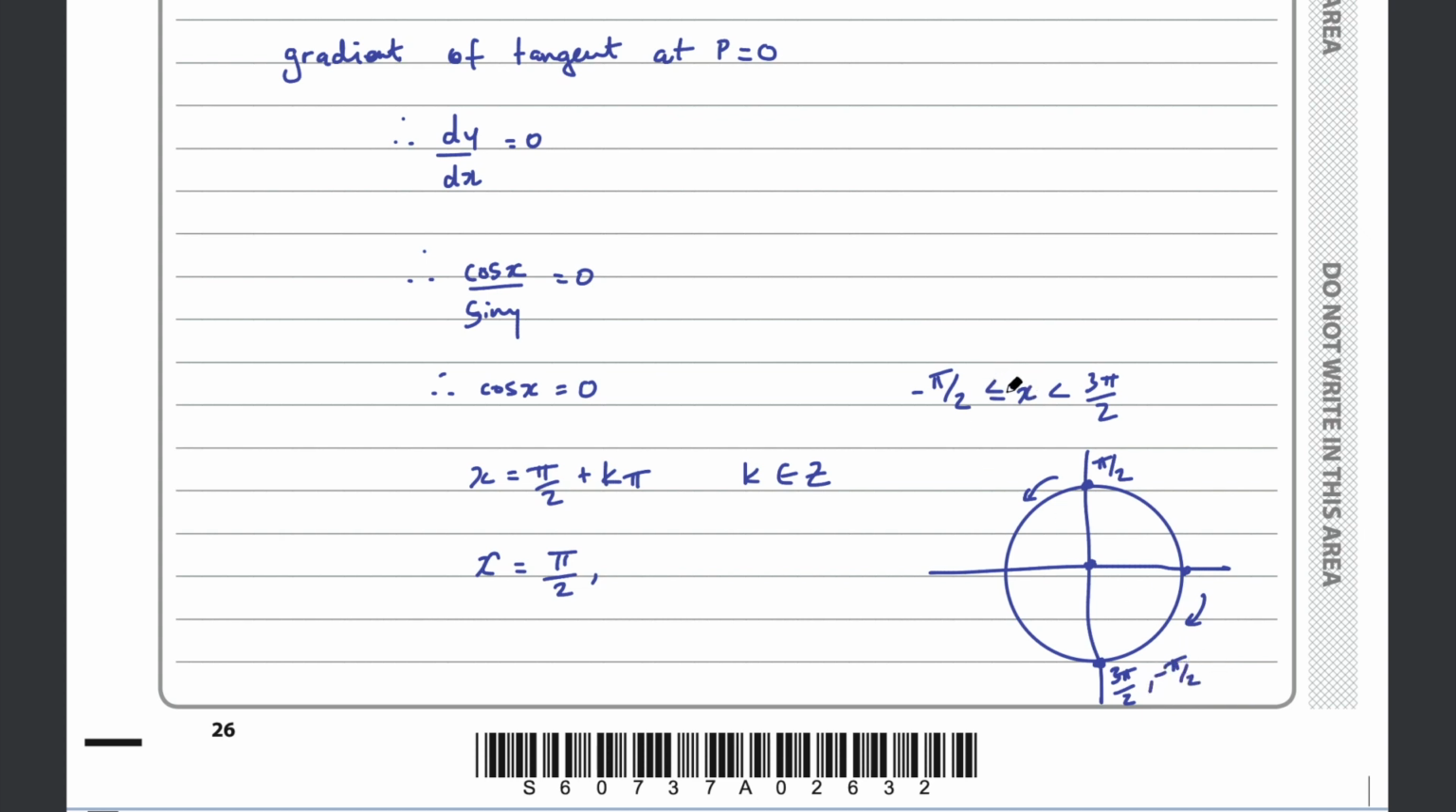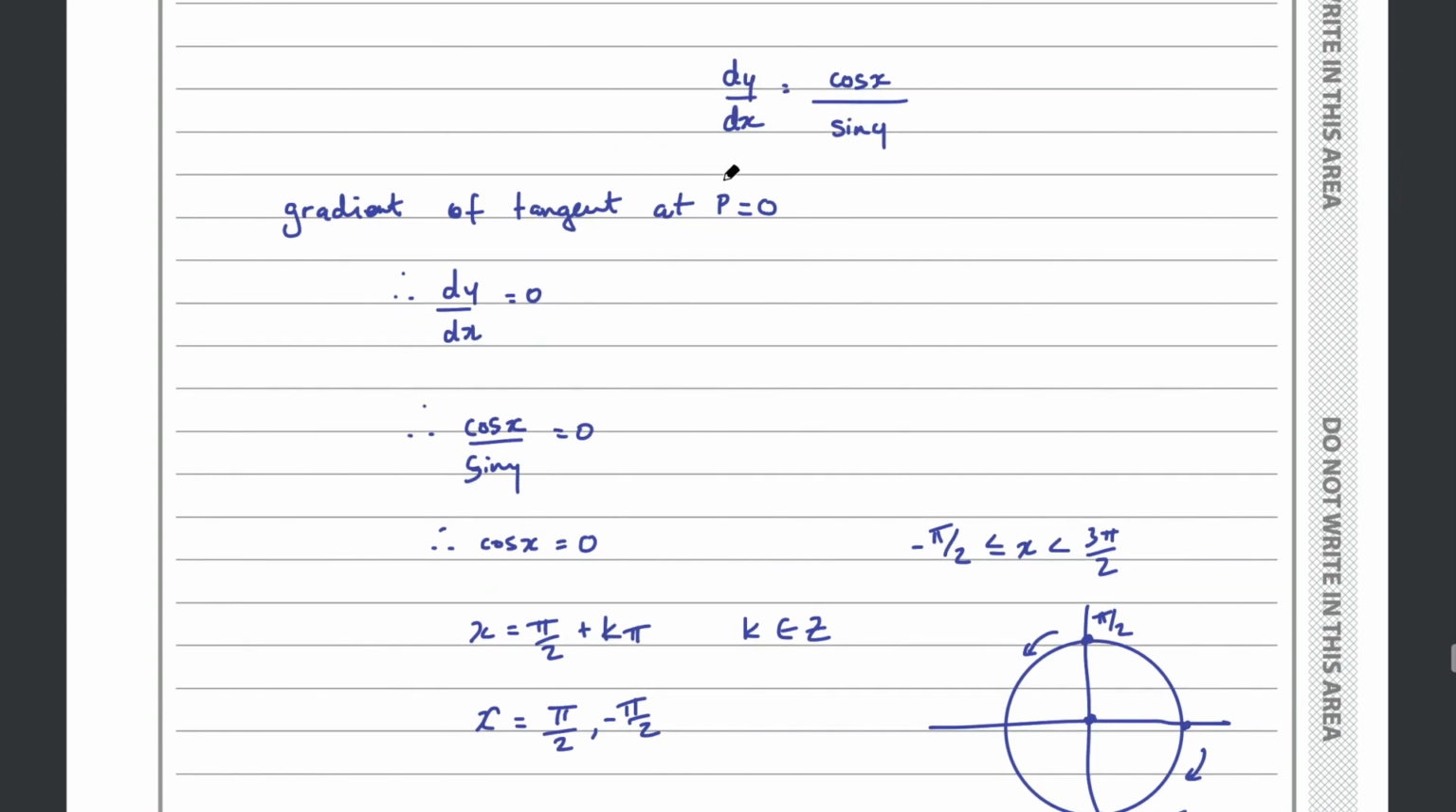And the range is that x is greater than or equal to negative pi on 2. So x could also be negative pi on 2, but it's only less than 3 pi on 2. It's not less than or equal to. So 3 pi on 2 is not a solution here. So these will be the only two solutions of x, pi on 2 and negative pi on 2. Okay, so we have the possible x coordinates of P.